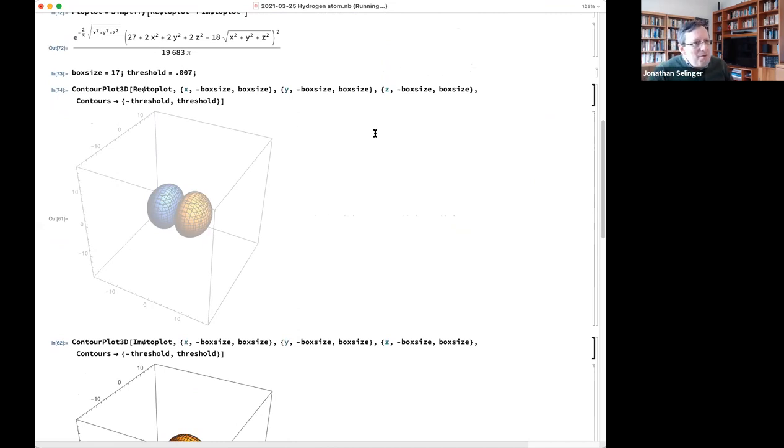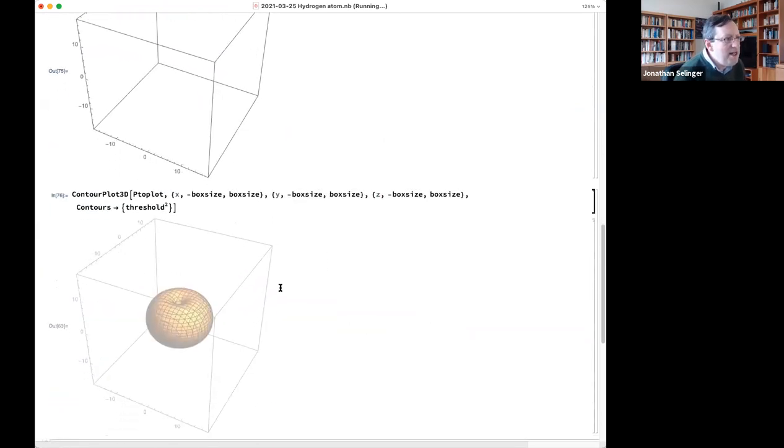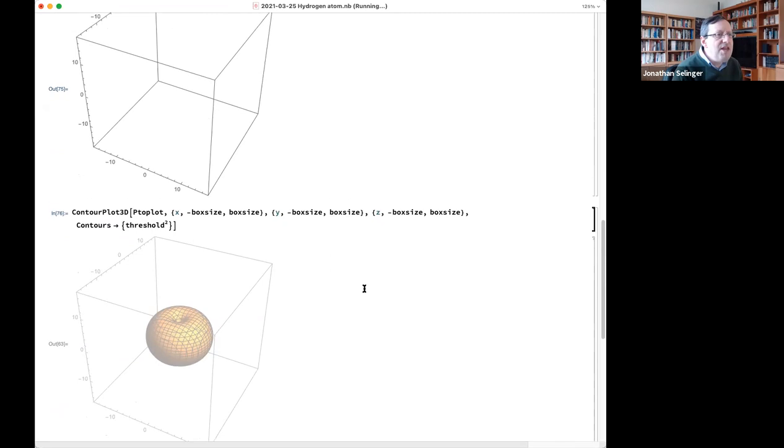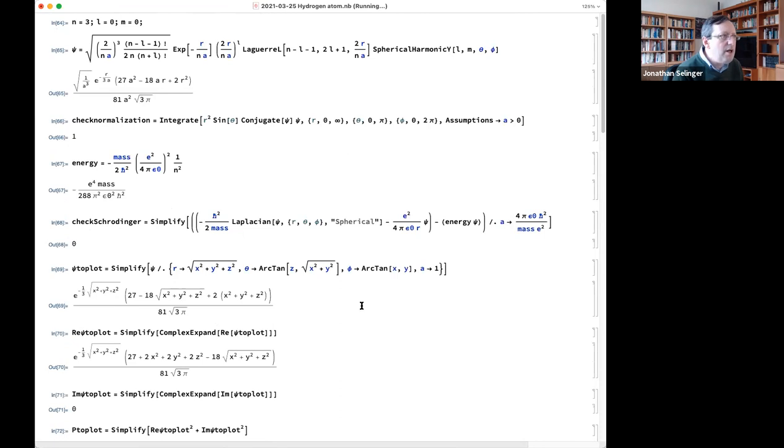Well, I know my software could evaluate this when I was preparing, but now I'm running Zoom also, so it takes a little longer. Okay, so here it's a sphere again, and it's a bigger sphere. And the probability is also going to be a bigger sphere, right? So there's nothing imaginary, and the probability is going to be a bigger sphere. Okay, that is for L equals zero.